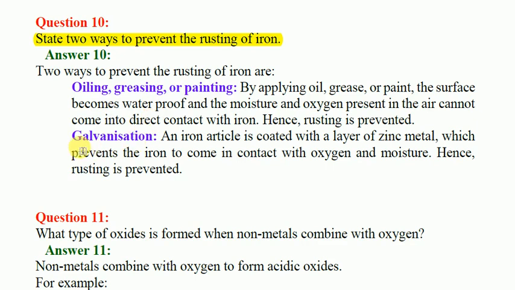Next is the galvanization process. During galvanization, we take iron and coat it with a layer of zinc metal. Here also, the iron doesn't have direct contact with the atmosphere, so rusting will not happen easily. The zinc acts as a sacrificial metal.